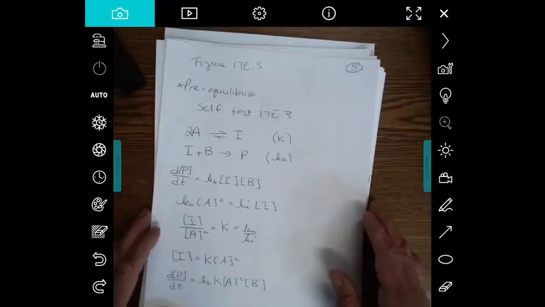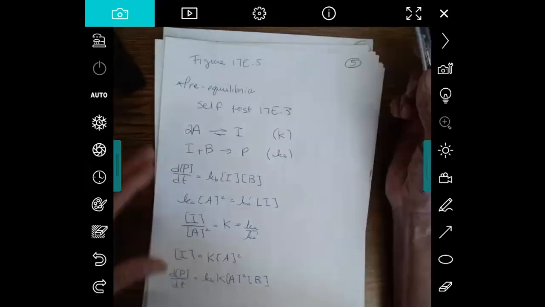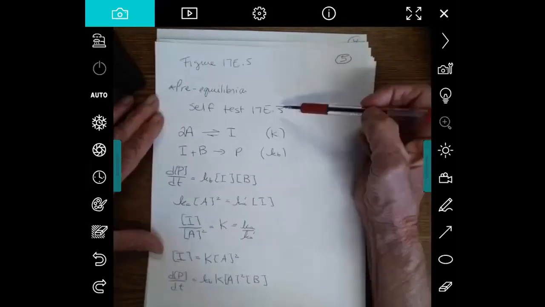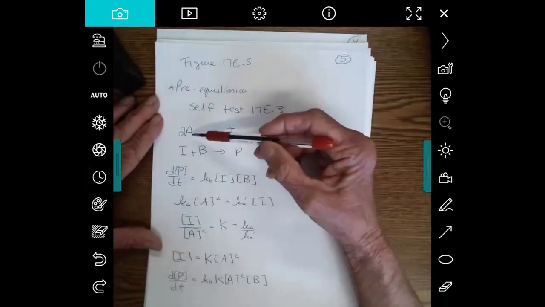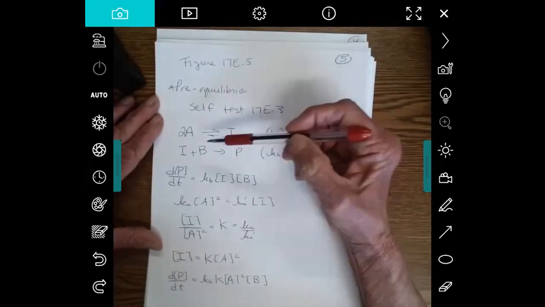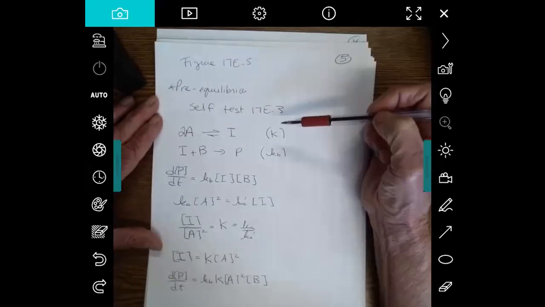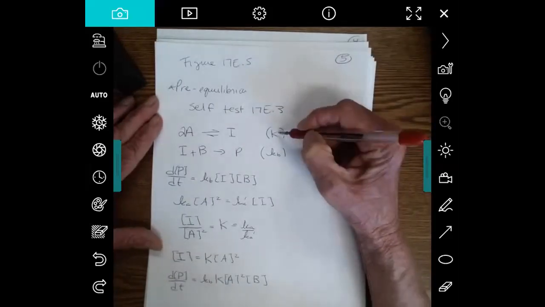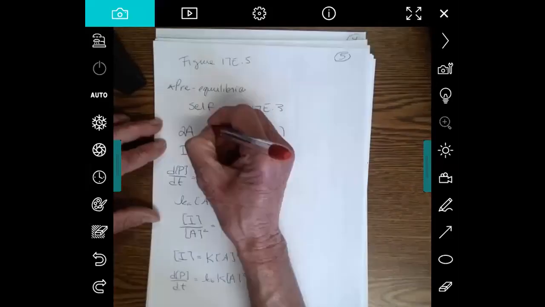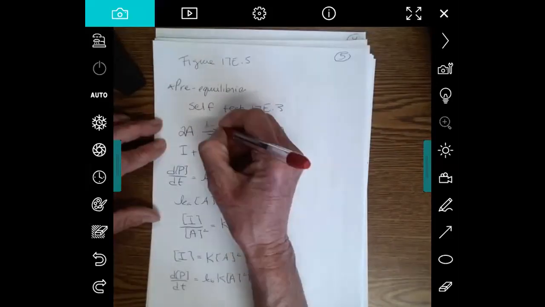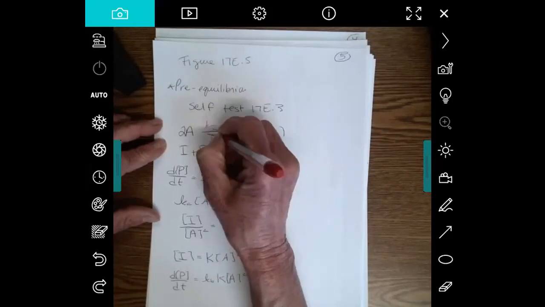So the other approximation we can do is called pre-equilibrium. And so this is self-test 17E.3, where you have a reaction where A is in equilibrium with I, and then I plus B goes on to form P. This first step we say has an equilibrium constant. We'll see how that's related to, we'll call them Ka and Ka prime.